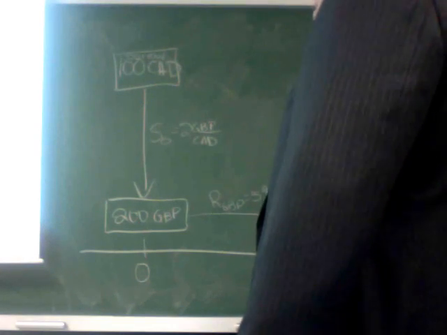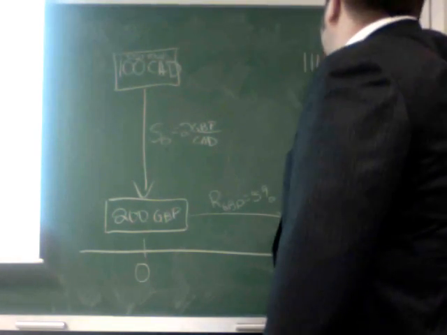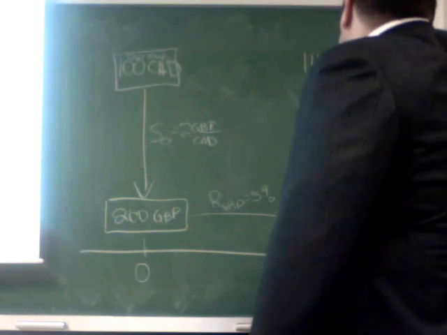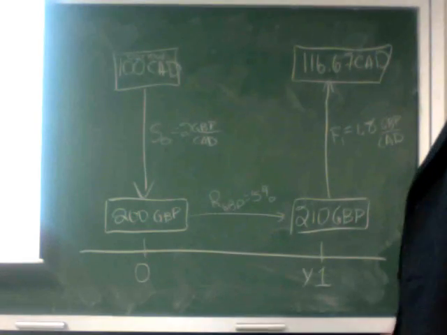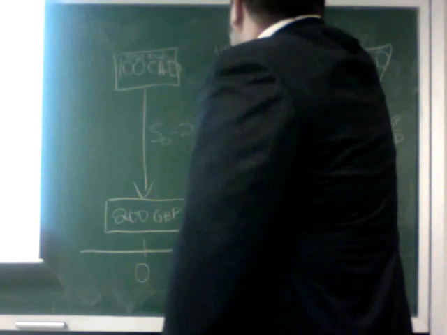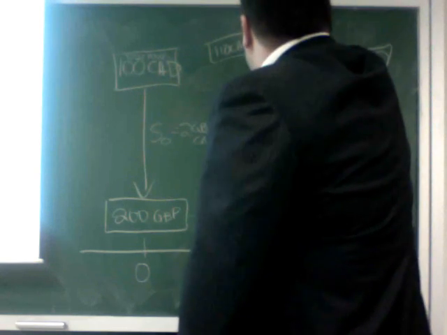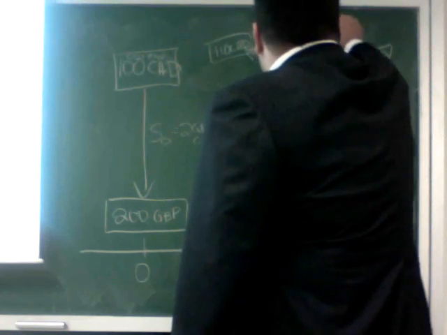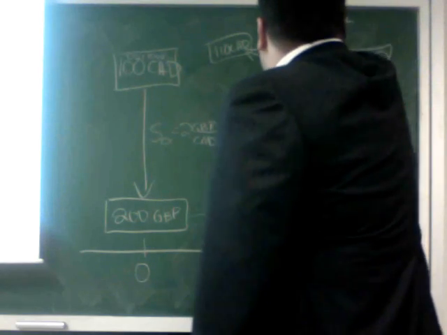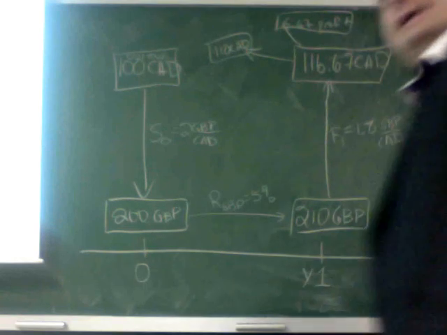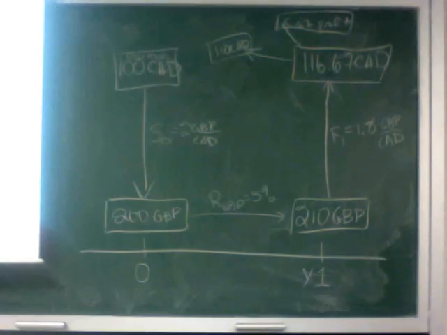And so you end up with 116.67 Canadian dollars. And then you repay your loan, and you're left with 6.67 of profit. And therefore, that's where the arbitrage is.